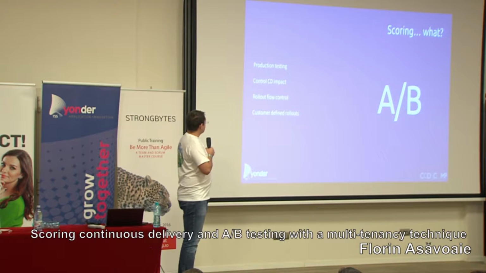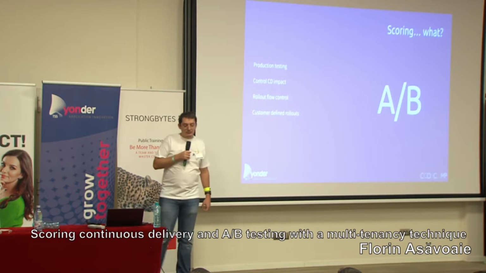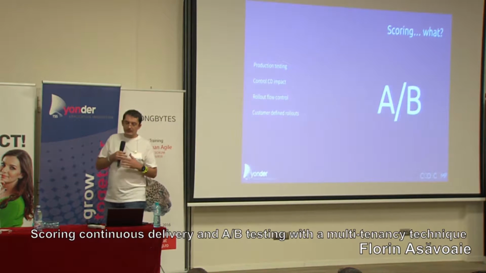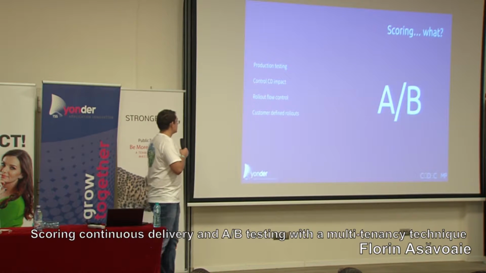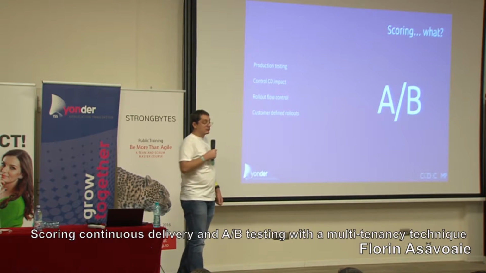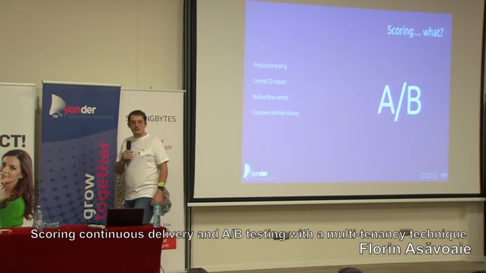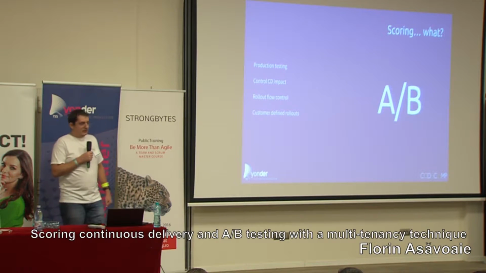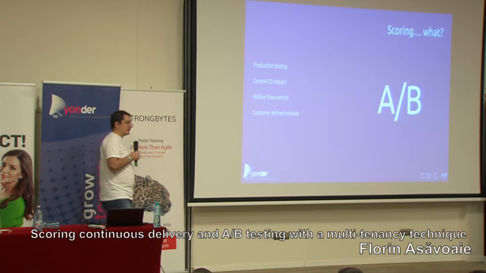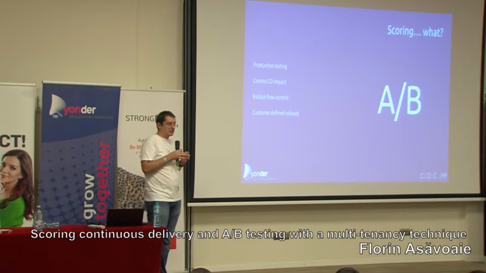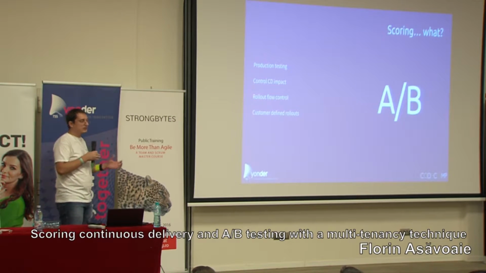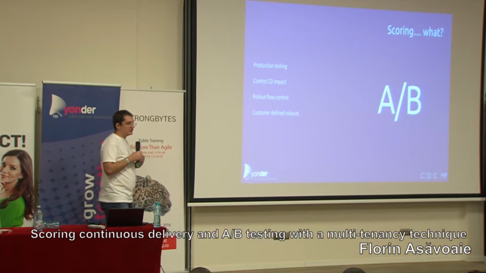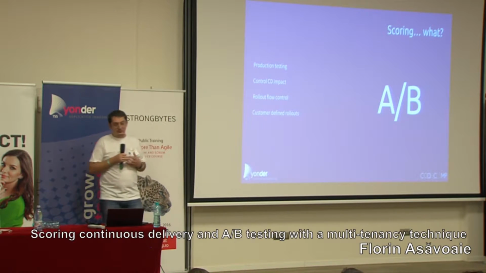And it will also imply rollout flow control. So how are you actually putting new versions or new features live to your customers? And customer-defined rollout. Sometimes when you work for ISVs, you know that you have your product sold to multiple customers, but each of them has a different view and a different approach to new versions and how they should be delivered to them, and how much risk they are going to take in order to release a new version.